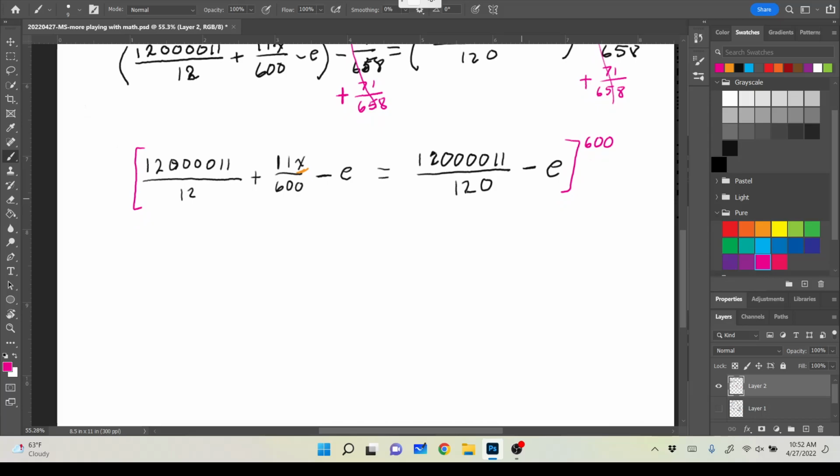Alright. 12 goes into 600 how many times? Scratch paper if you need to. How many times does 12 go into 600? It does go in 50 times. That's true. So this first term is going to be 12 million and 11.